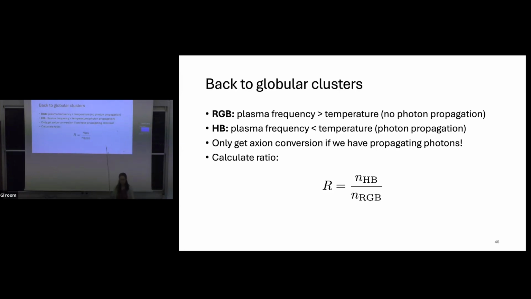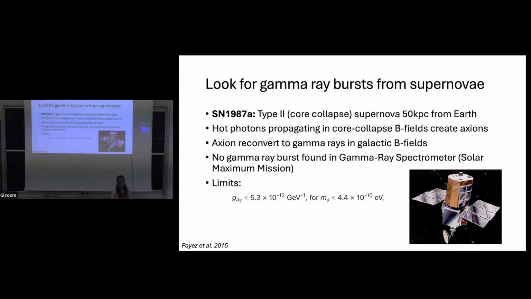Okay. So again, you only have axion conversion if you have propagating photons. What you can do is take a ratio, which is the magic thing you always want to do if you're building an experiment. You take a ratio of the population of horizontal branch stars to red giant branch stars, and by doing some modeling, you can use this to figure out if there are fewer horizontal branch stars than you expect compared to red giant branch stars. So that's one example of one astrophysical search.